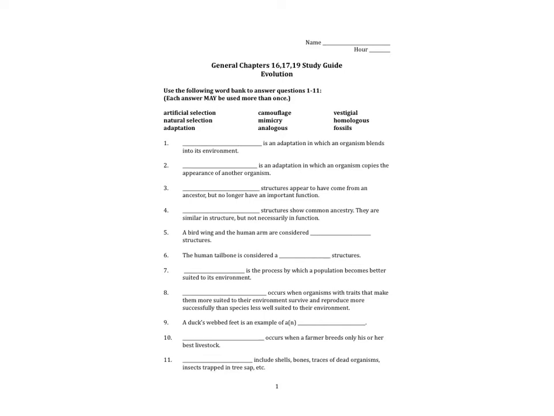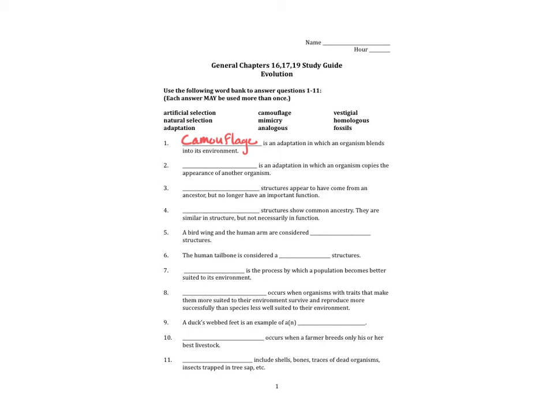Today we're going to go over the answers to the study guide for chapter 16 through 19. So the study guide is about evolution. So we'll start with number 1. Number 1 should say that camouflage is an adaptation in which an organism blends into its environment. So camouflage is used by animals or other organisms to blend into their environment so they are less easily seen.